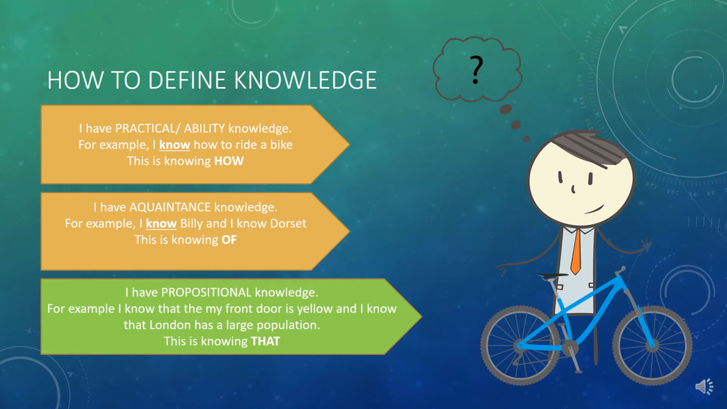This last type of knowledge, propositional knowledge, could also be known as factual knowledge. Now, it's called propositional because it can be expressed in terms of propositions. And a proposition is a sentence that makes a claim about the world. Something like, I have 10 toes and I like cheese. And this kind of knowledge can be expressed through language, whereas maybe the other two can't.